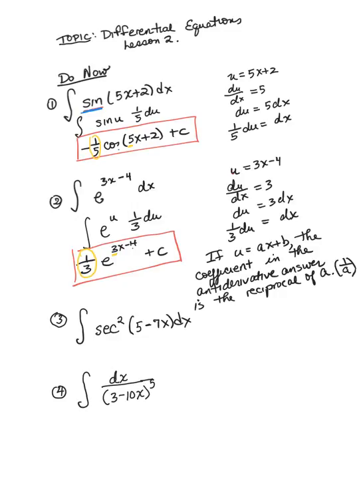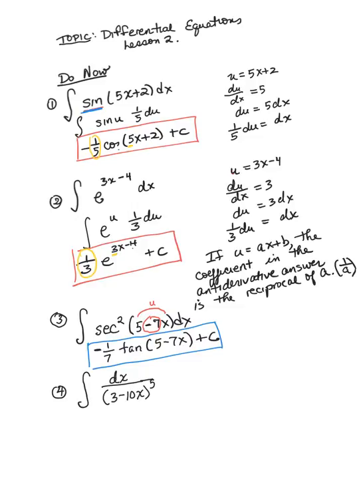All right, so let's look at number 3. So u in number 3 is 5 minus 7x, so that will appear in the answer for the antiderivative, and the coefficient is the reciprocal of negative 7. So we have negative 1/7. The antiderivative of secant squared u is tan u plus c. And there's our answer.